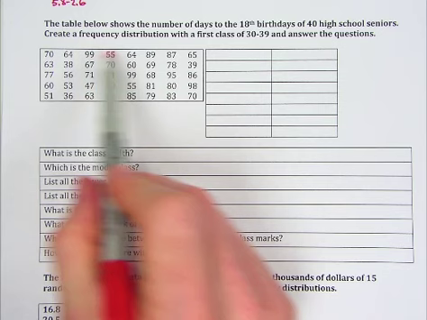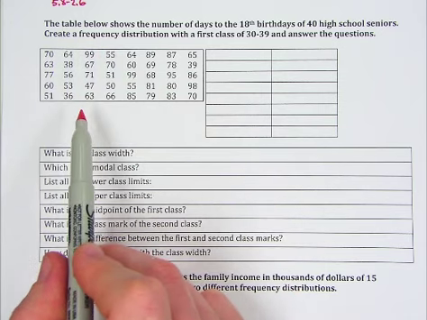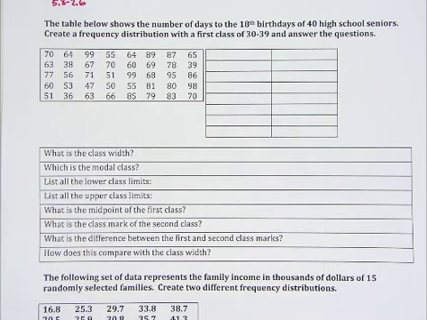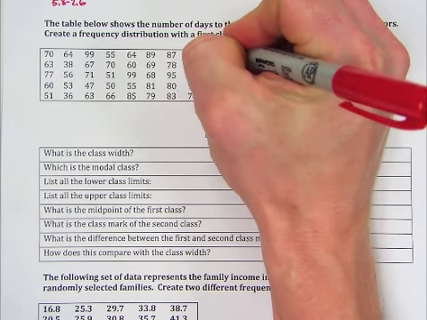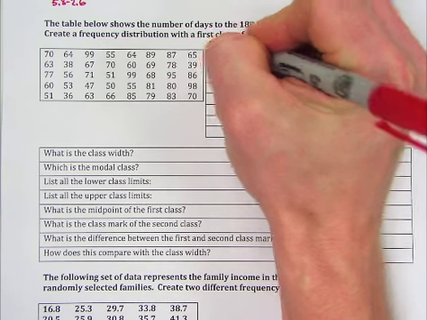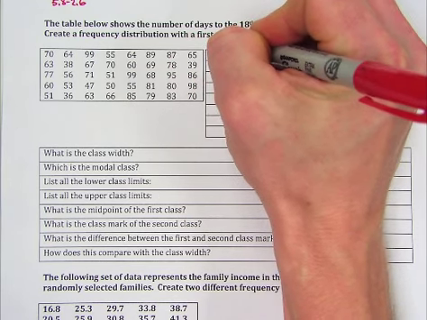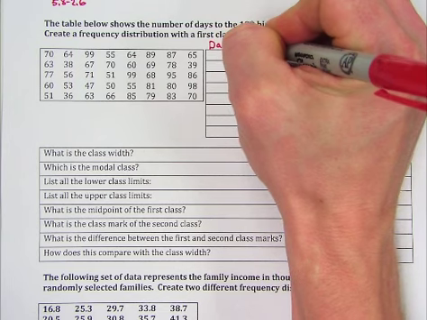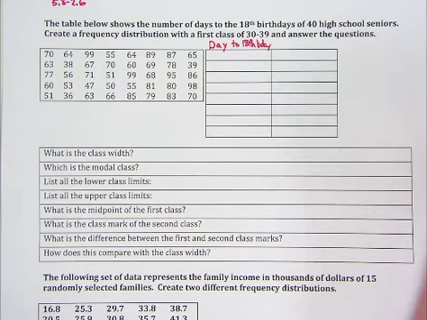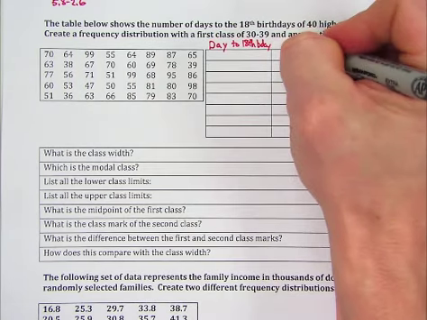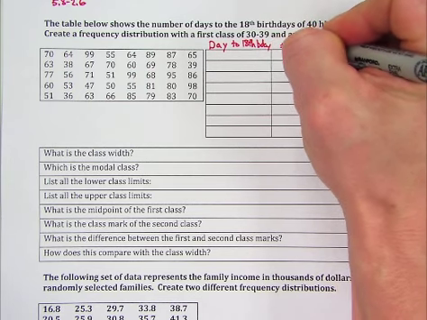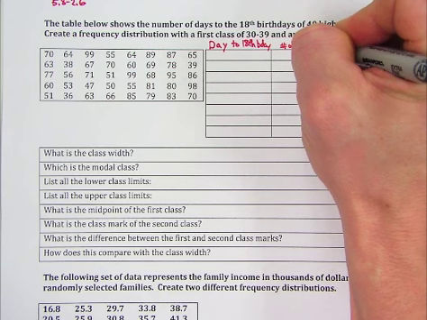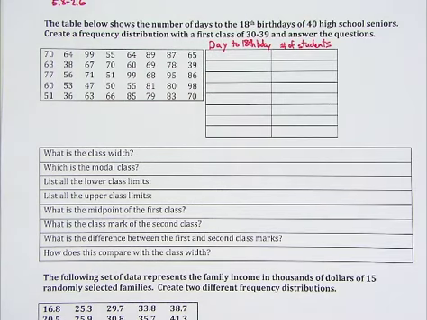So when we look at this data, it's kind of all spread out. It's just the order that we received the data in. So what we want to do is organize this, and on our left side we're going to have days to 18th birthday, and then on the right side is our frequency, which is the number of students in that range.